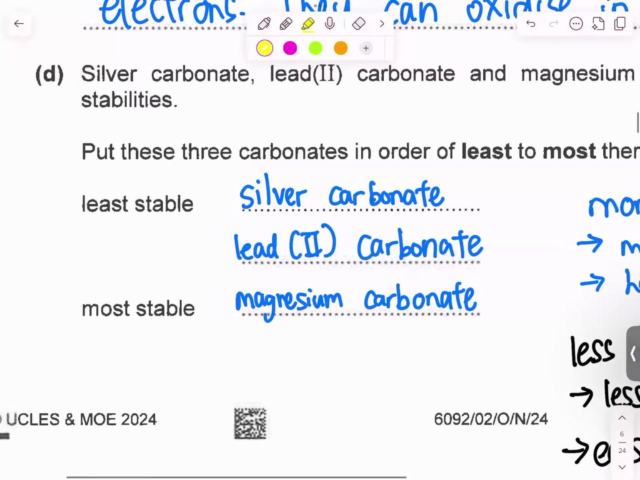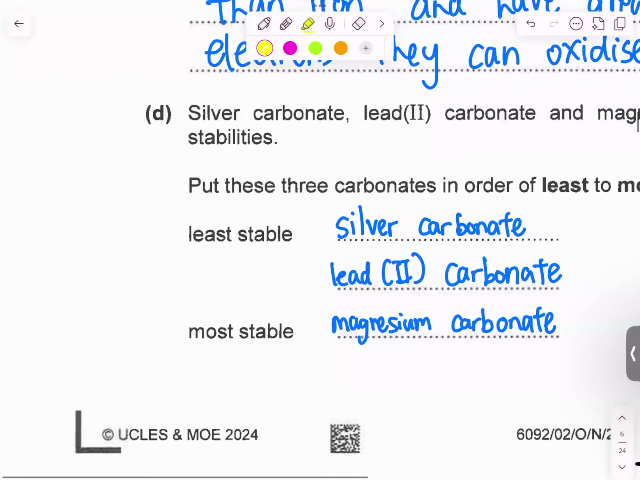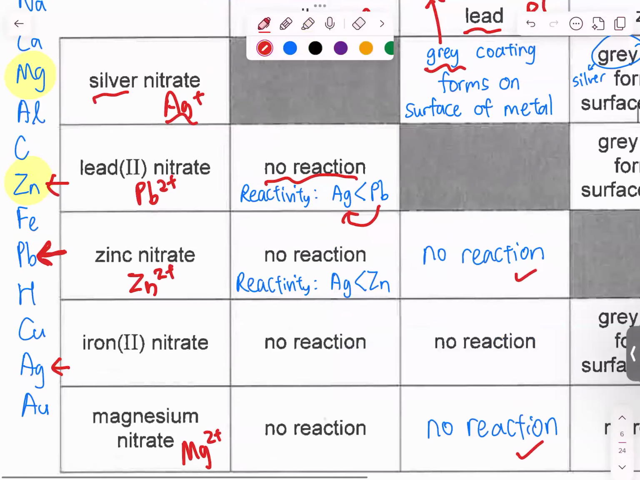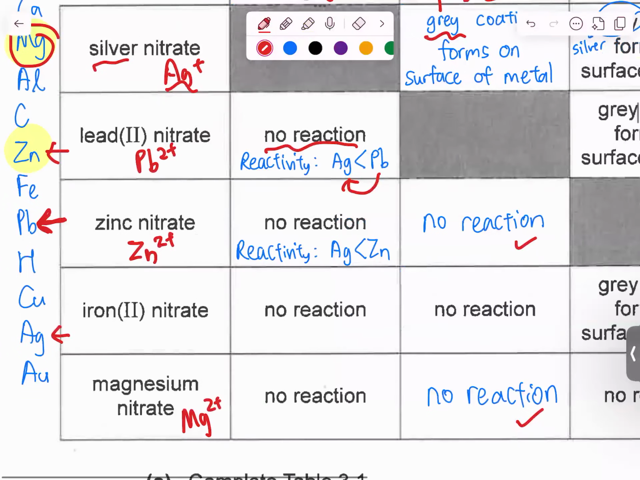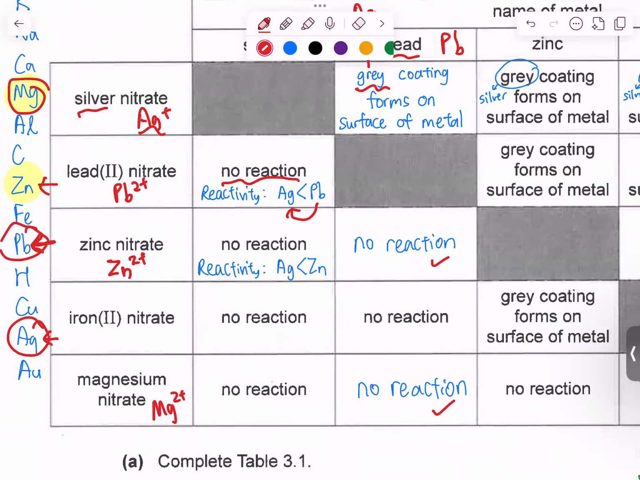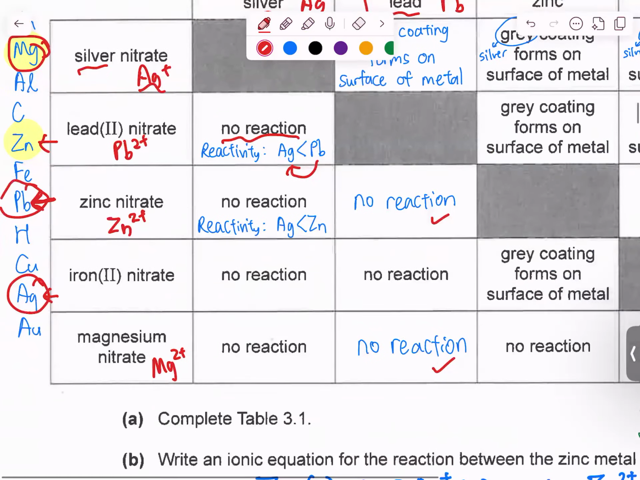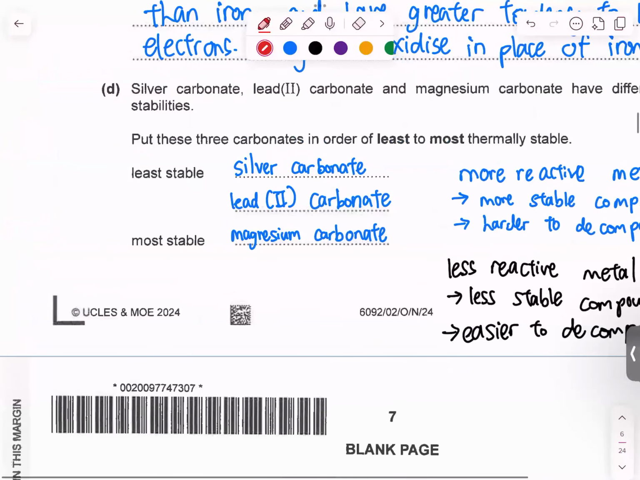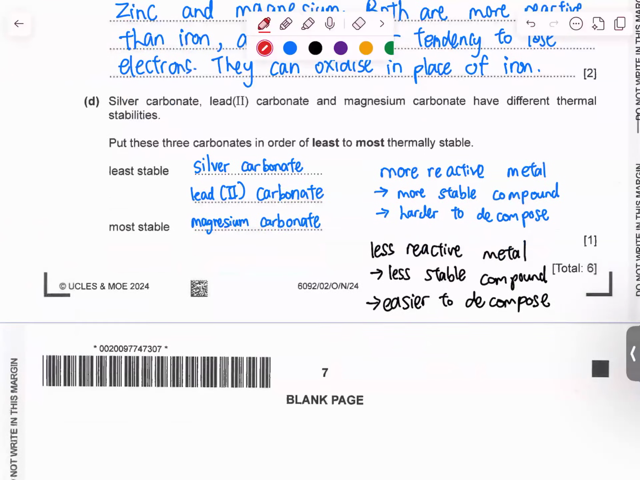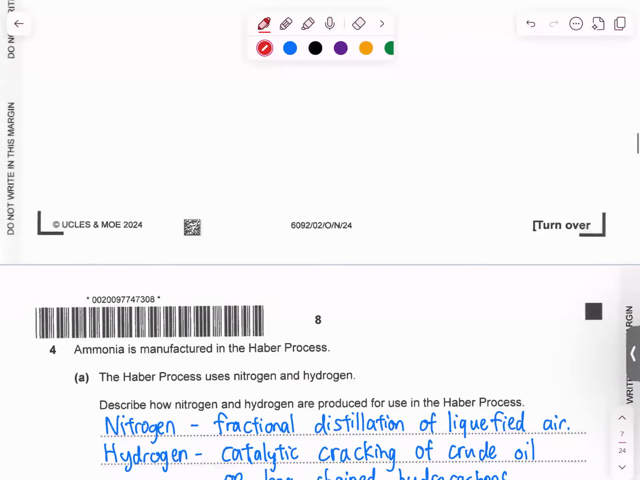So if we look at the reactivity series, we can see that magnesium is the most reactive, followed by lead, and then followed by silver. Therefore, magnesium carbonate will be the most stable. Silver carbonate will be the least stable. So, more reactive metal, more stable compound, harder to decompose, and vice versa for the less reactive metal. Okay, so that's for question 3. I'll move on to question 4.